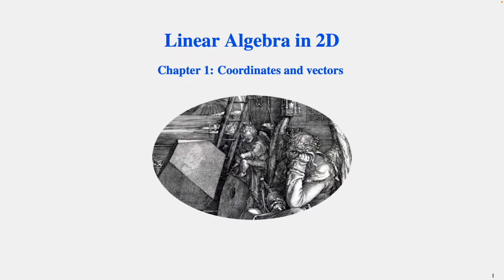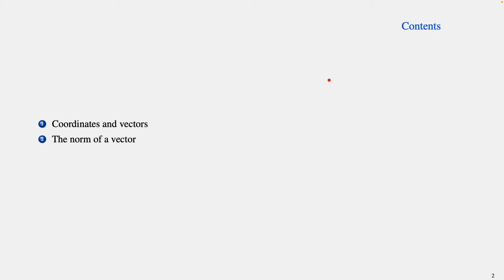Welcome, ladies and gentlemen, to Chapter 1 of the course Linear Algebra in 2D. We will be talking about coordinates and vectors in this video. Now, the two sections of this short video will be coordinates and vectors, as the title says, and then I will briefly talk about the norm of a vector.